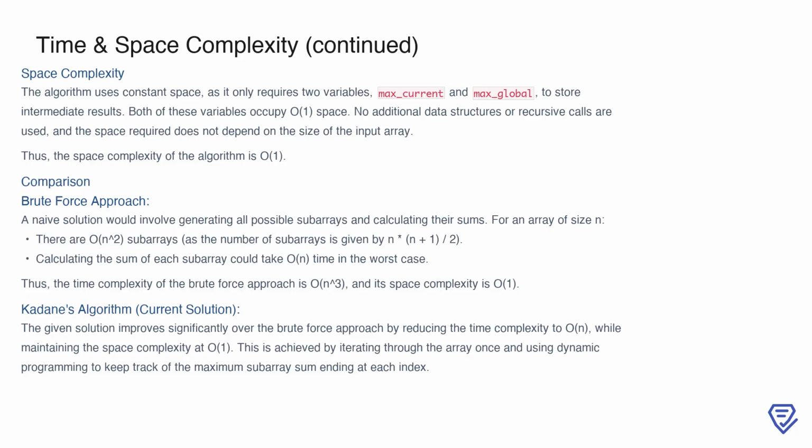To highlight how efficient this approach is, let's compare it with a brute force solution. In the naive method, we would generate all possible subarrays and calculate their sums. For an array of size n, the number of subarrays is O(n²), and calculating the sum of each subarray could take up to O(n) time, leading to a total time complexity of O(n³). The space complexity of the brute force approach is still O(1), but its time complexity is significantly worse. Kadane's algorithm, by contrast, improves on this by reducing the time complexity to O(n), without increasing space usage. By iterating through the array just once and using dynamic programming principles, it achieves a much more efficient solution.